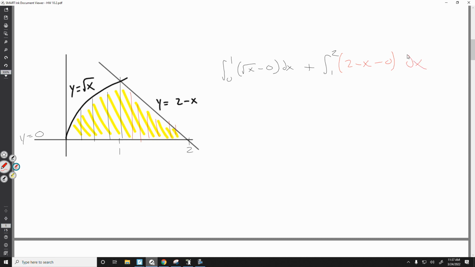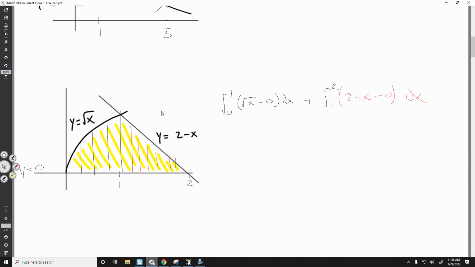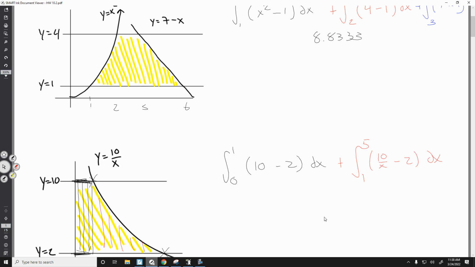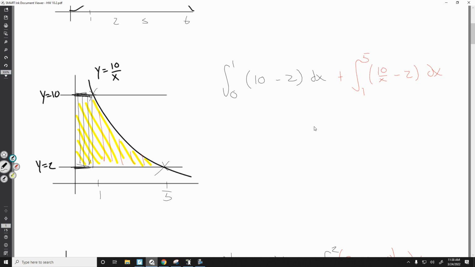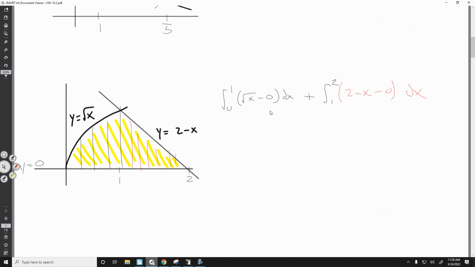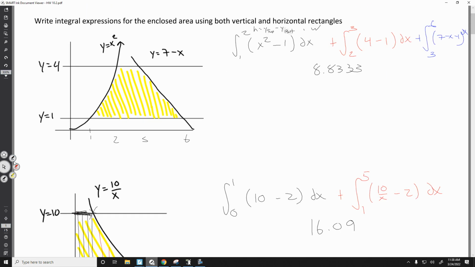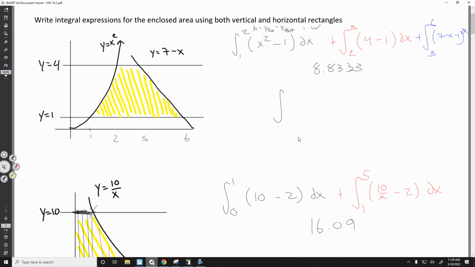Okay? And again, man, even typing these into our calculator, it takes a decent amount of time because there are multiple intervals. Well, what if I told you that you can get this answer 8.8333, this answer, what was it, 16.09, and this answer 1.16, you could get those answers by using just one integral. Yeah, I know.